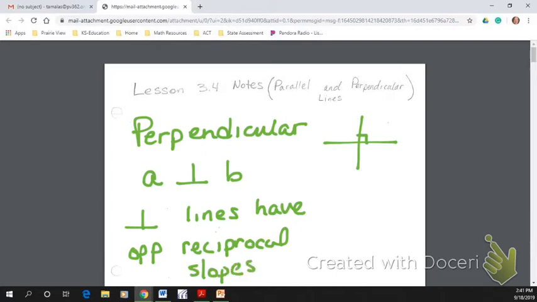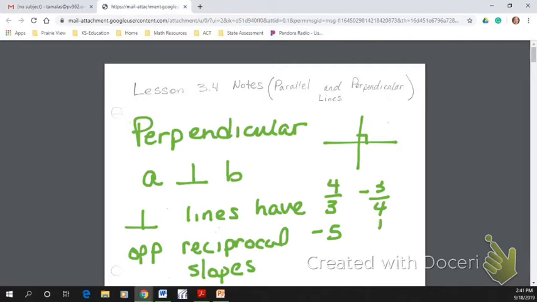So examples would be, if I have a line and its slope is 4/3, what would be the slope of a line perpendicular? 3/4. Close. Negative 3/4. Opposite and reciprocal. So if I have a line and its slope is -5, what would be the slope of a perpendicular line? 5. Nope. 1/5. Negative 1/5. Positive 1/5, you change the sign and flip it over.